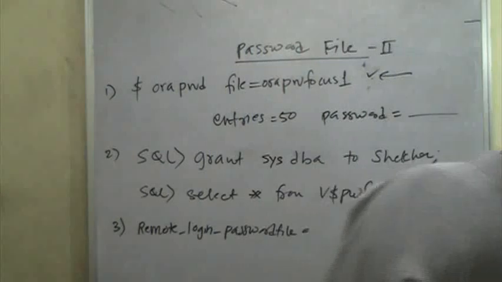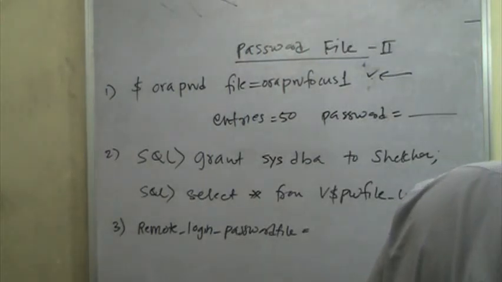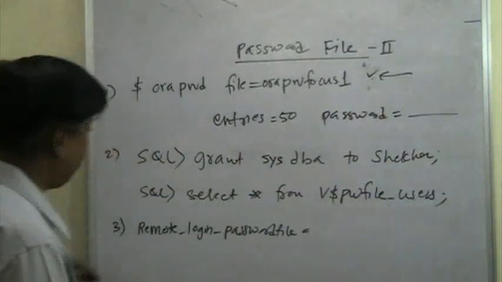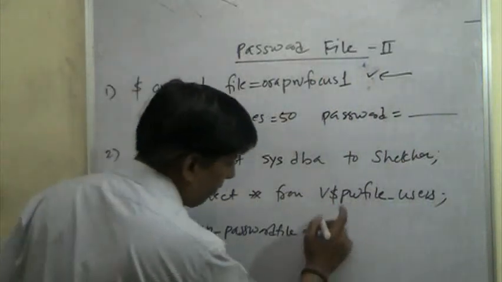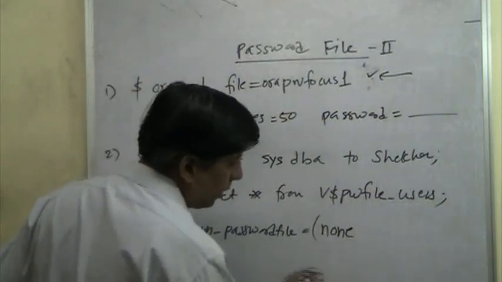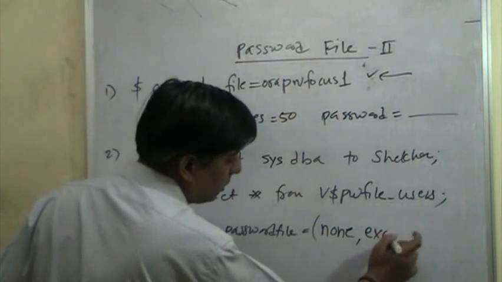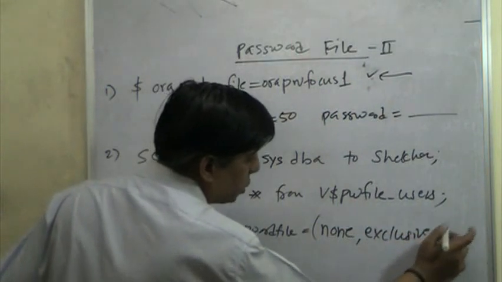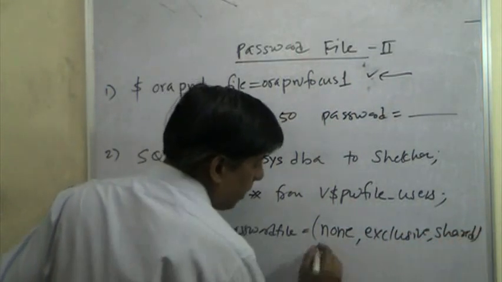That initialization parameter, remote login password file, has multiple values. It has three different types of values. One is none, which is the default. The second is exclusive, and the third one is shared.